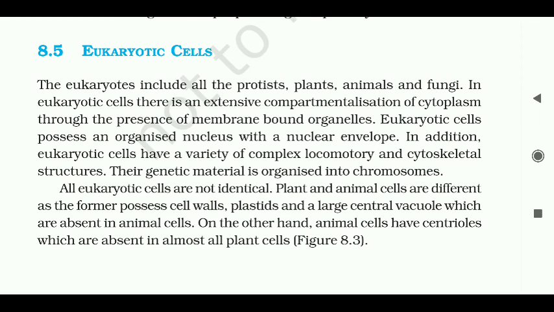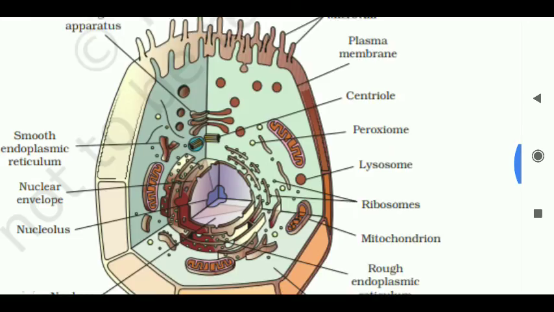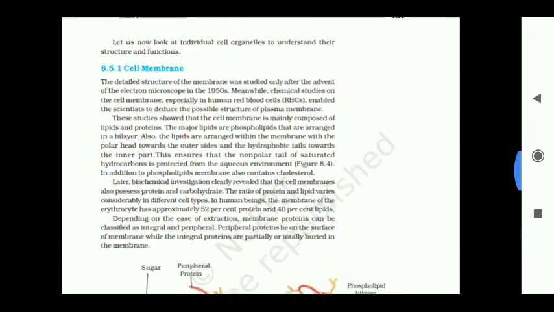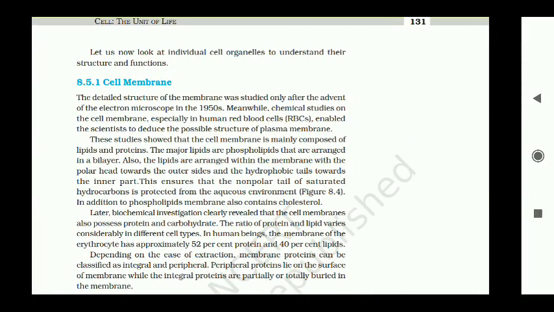All eukaryotic cells are not identical. Plant and animal cells are different, as the former possess cell wall, plastids, and a large central vacuole, which are absent in animal cells. On the other hand, animal cells have centrioles, which are absent in almost all plant cells. Let us look at individual cell organelles to understand their structure and functions.